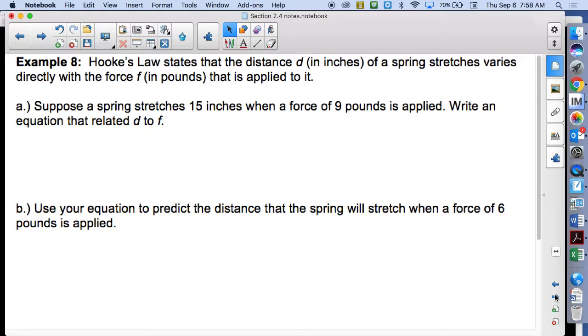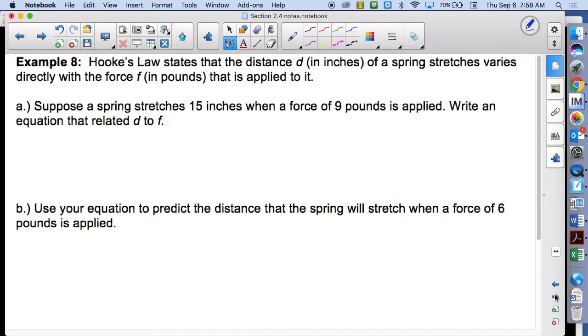So what we're talking about here is we have this spring, and force is you pulling the spring apart. It's actually called force, and they measure that in pounds. So the amount that you're applying to stretch this spring tells us how wide we could stretch that spring. For A, it says, suppose a spring stretches 15 inches. So I pulled the spring out 15 inches and applied 9 pounds of force. Write an equation relating D to F.